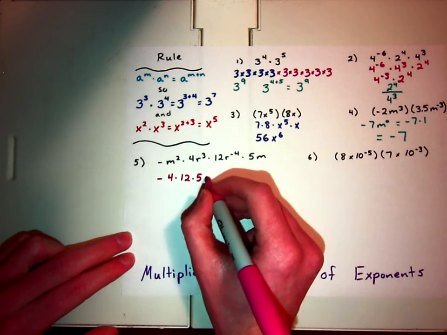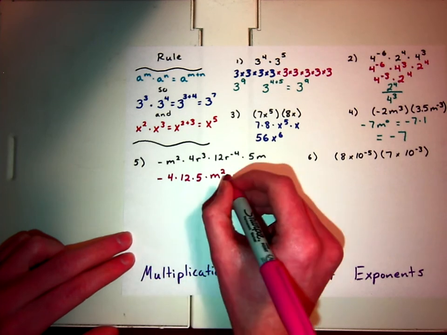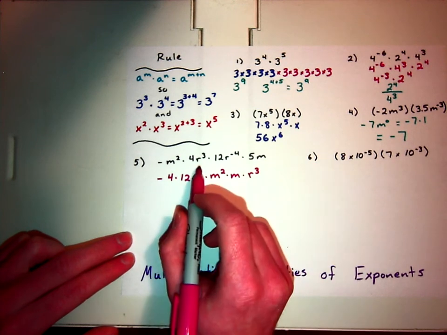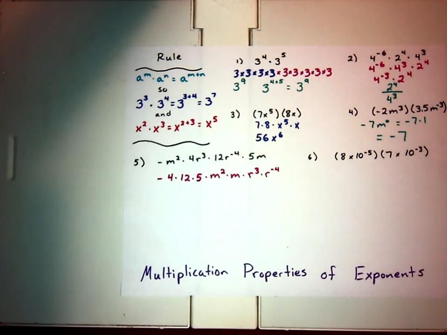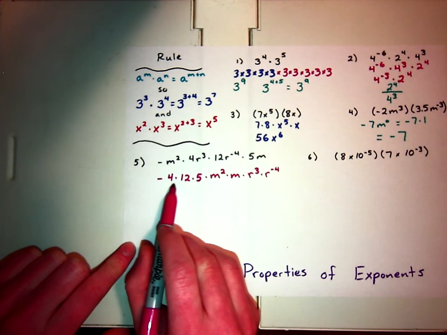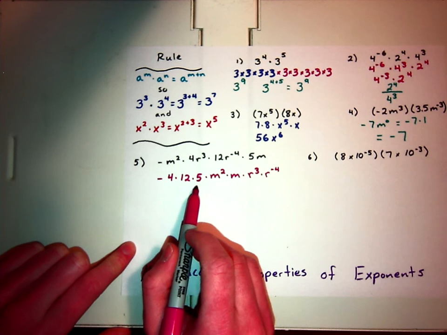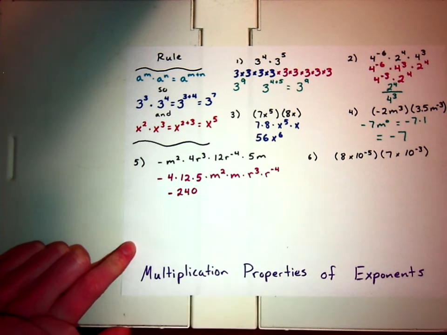And then let's get all of my bases together. So I have m to the 2nd power, I have just m, let's get my r's: r to the 3rd power, and then r to the negative 4th. So now I can see it much more clearly. I've rearranged using the commutative property because it's just a string of multiplication problems. So let's go. I have 4 times 12, well, that's going to be 48. 48 times 5, that's going to be 240. I know that it's negative. I don't lose track of my negative sign.